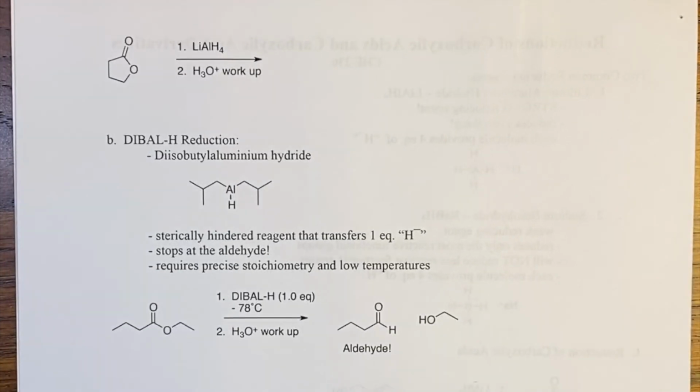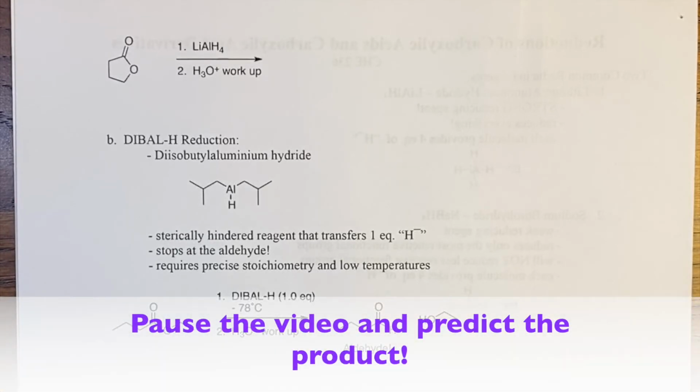So if I look at the next example, I have a cyclic ester. A cyclic ester is called a lactone. What happens if I treat this lactone with lithium aluminum hydride followed by an acid workup? Pause the video and predict the product for yourself.